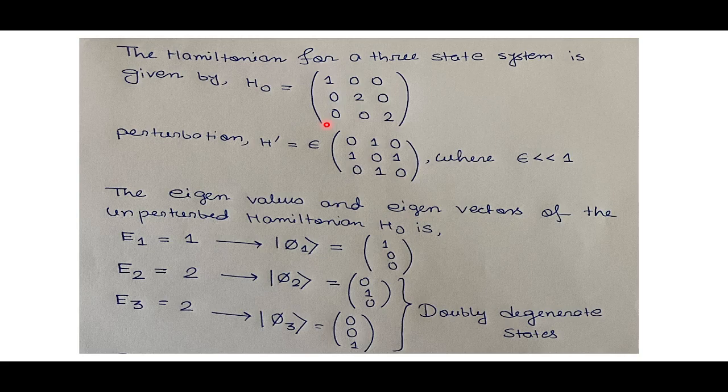The Hamiltonian for a three-state system is given by H naught, that is given in the question, and your perturbation term is epsilon times this matrix 0, 1, 0, 1, 0, 1 and 0, 1, 0, while epsilon is very, very less than 1. So, this is a three-state system. So, you will have three eigenvalues and three corresponding eigenvectors.